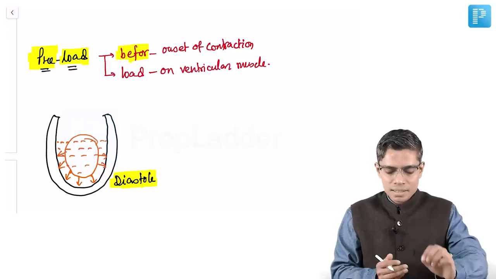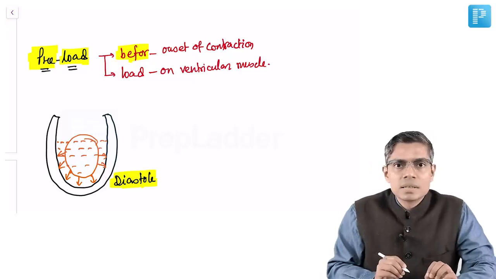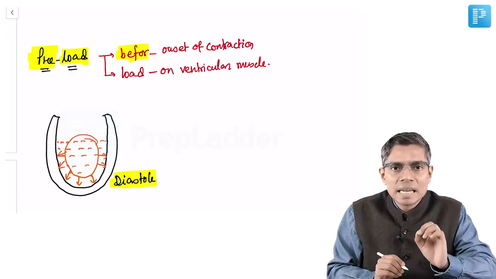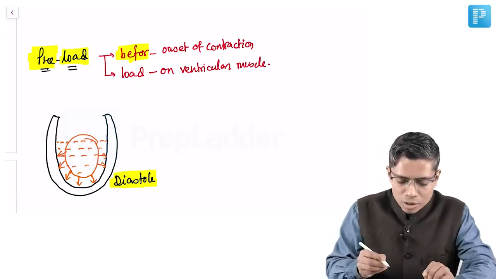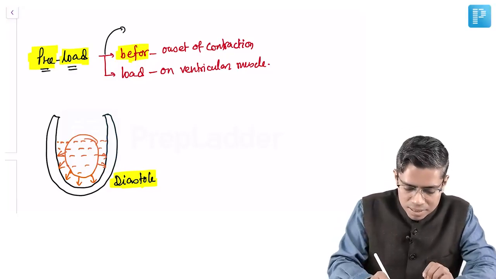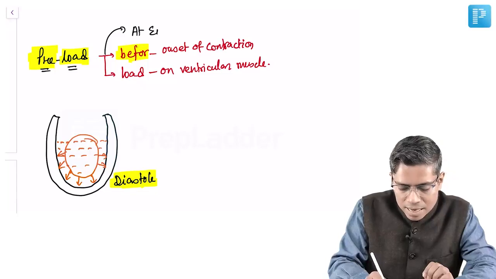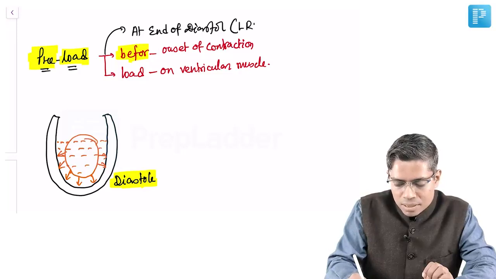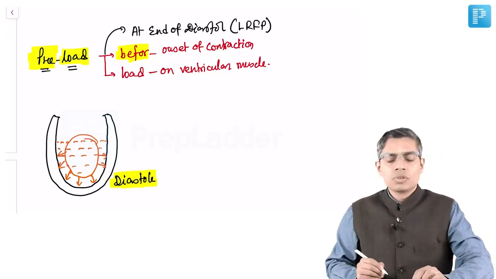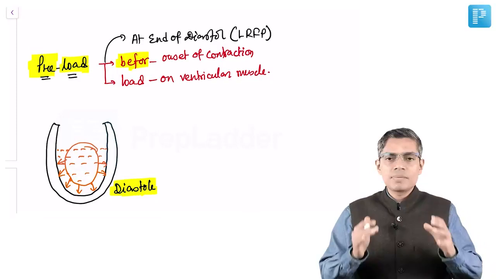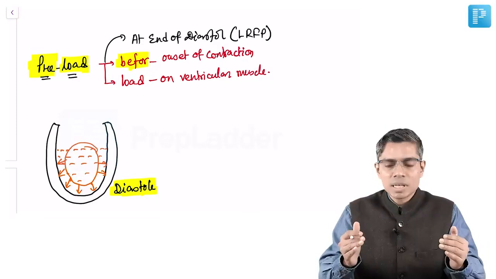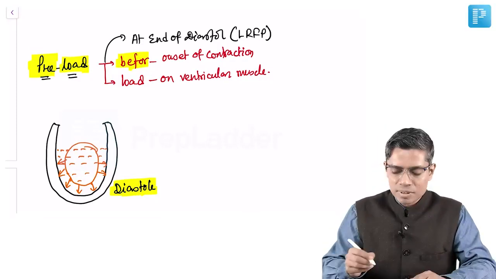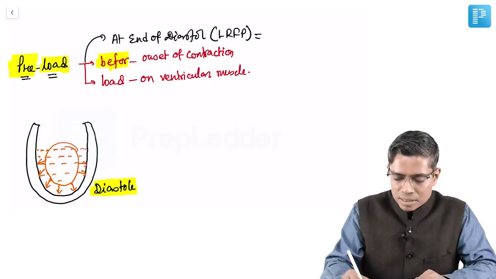So I can understand that preload means it is measuring the load at the end of diastole. At the end of diastole means I can understand like this, that at end of diastole it is talking about the end of the last rapid filling phase. So what is the volume of blood present in the ventricle at the end of diastole, or at the end of the last rapid filling phase? That volume is nothing but your end diastolic volume.